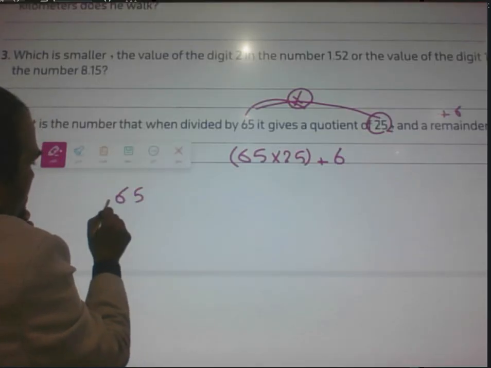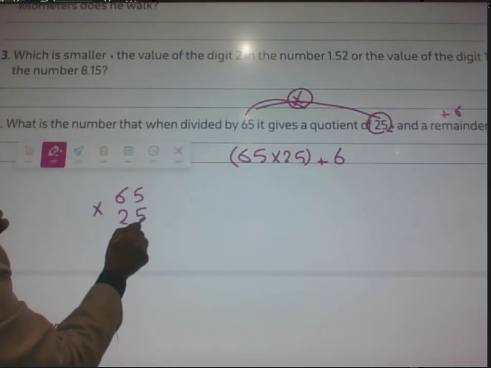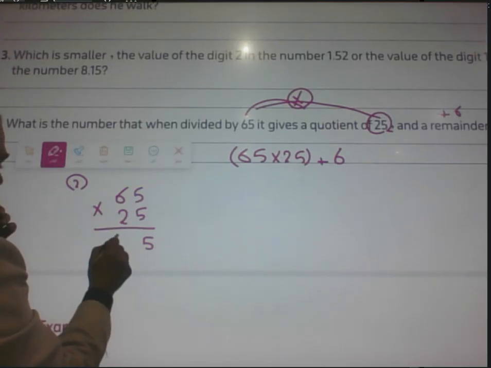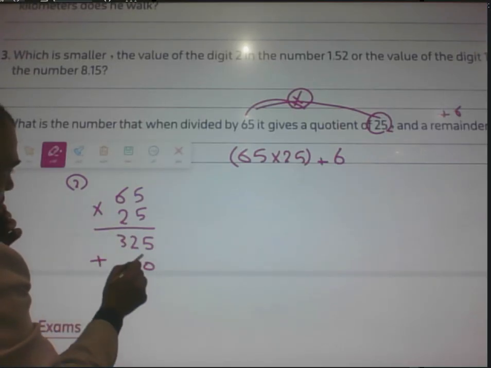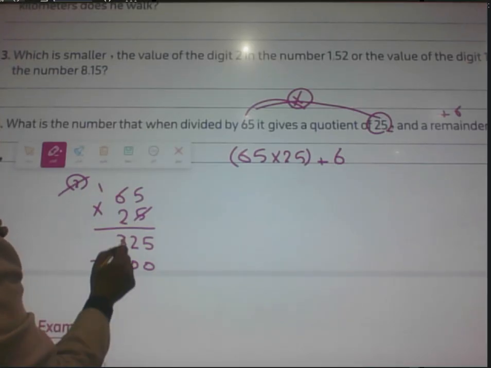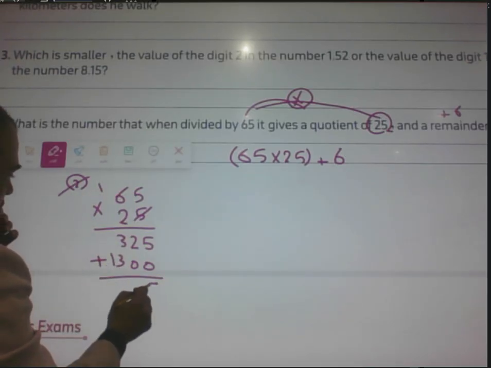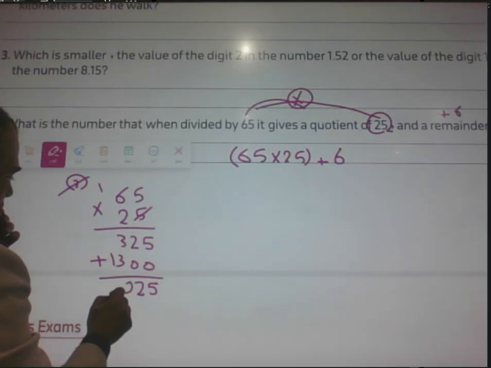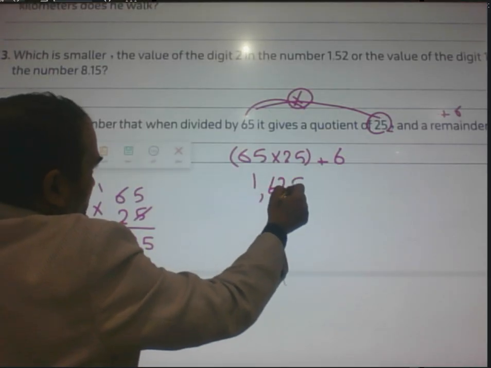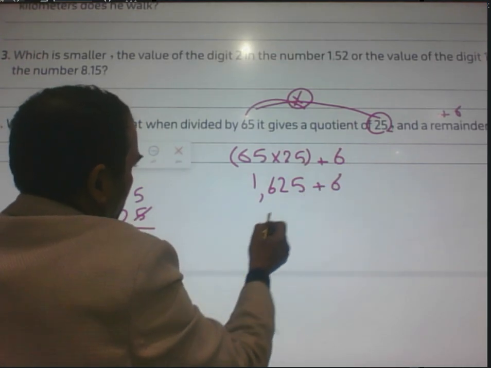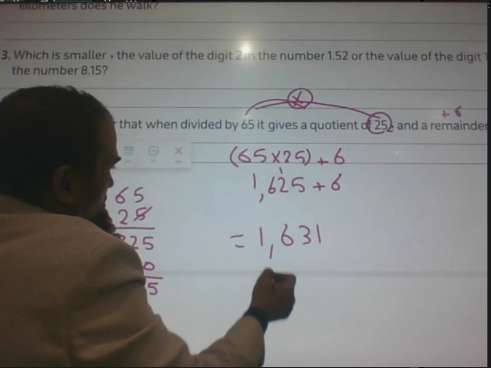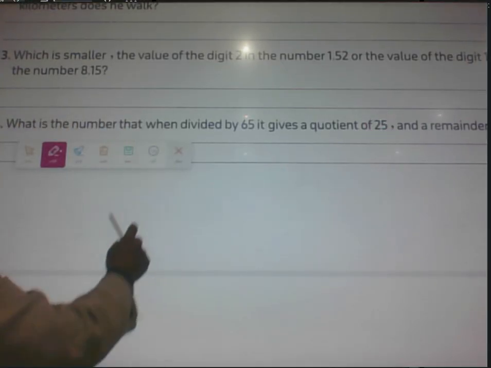65 multiplied by 25: 5 times 5 is 25, write 5 and carry 2. 5 times 6 is 30, 30 plus 2 is 32. And then 2 times 5 is 10, 0 and carry 1. 2 times 6 is 12 plus 1 equals 13, and then collect together. We have 1625, and then we add 6. 6 plus 5 is 11, 1 and carry 1, 2 plus 1 is 3, and we get 1631.